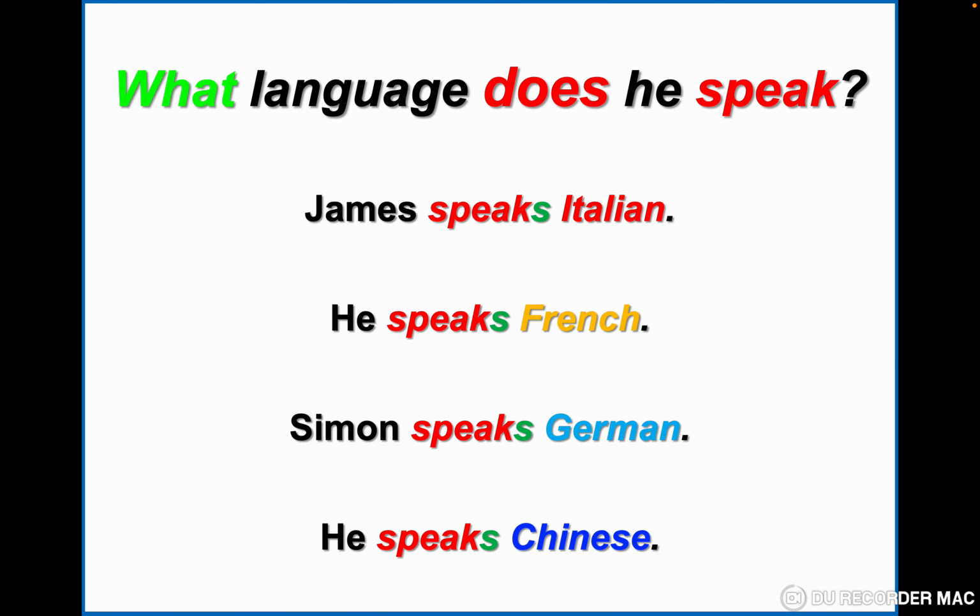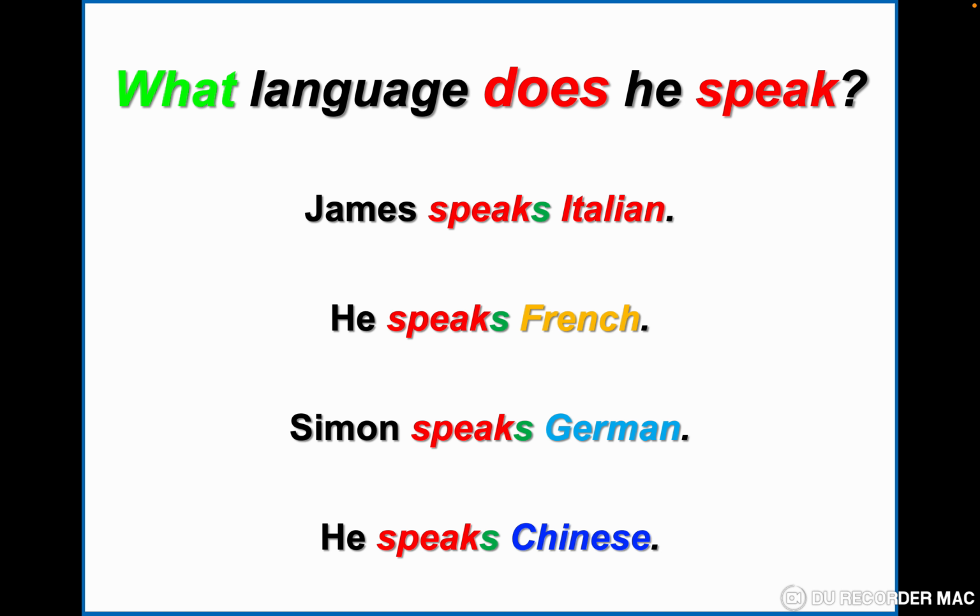Let's see the first example. What language does he speak? When we say he, it means a man or a boy. What language does he speak? So we are going to say he is James. James speaks Italian. Another person: he speaks French. Simon speaks German. He speaks Chinese.